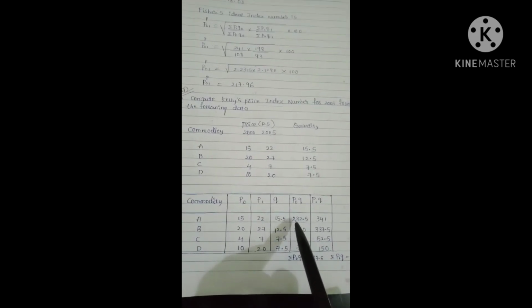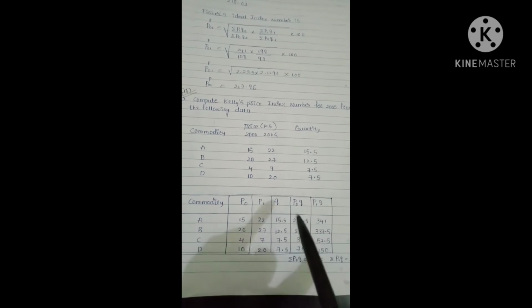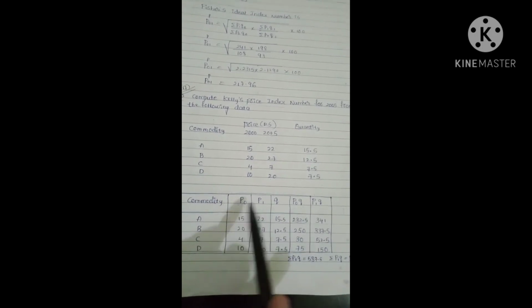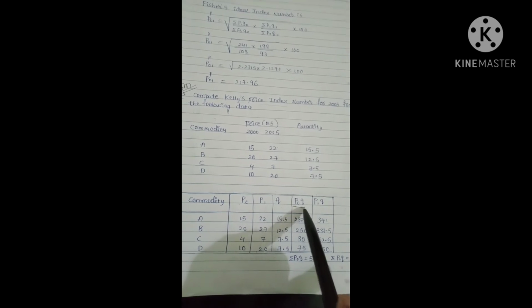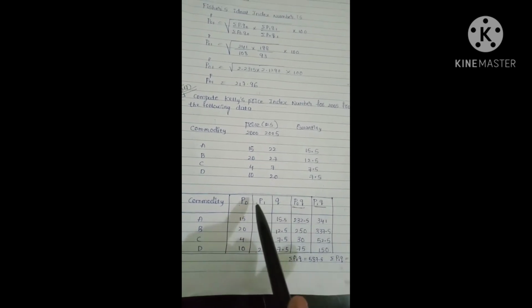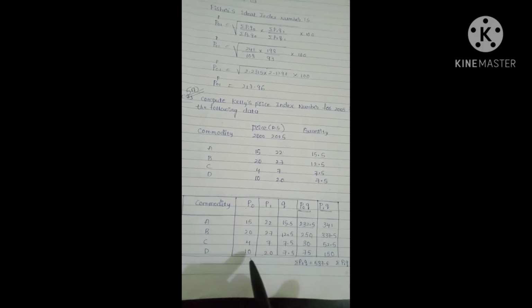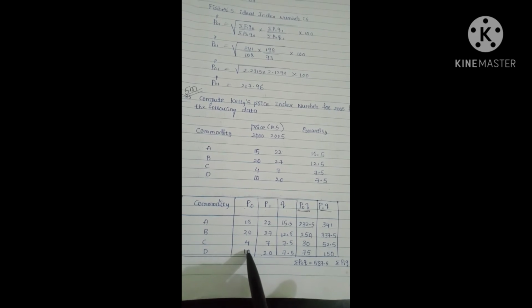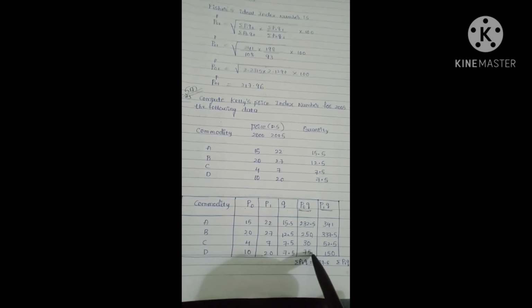Next we need to calculate 2 columns. What are the 2 columns here? P0 into Q. Right here P0 into Q, first heading. Next heading is P1 into Q. How we calculate P0 into Q? Multiply these two. 15 into 15.5, then we get 232.5. Next 20 into 12.5, then we get 250. Multiply 4 into 7.5, then we get 30. Next 10 into 7.5, then we get 75.